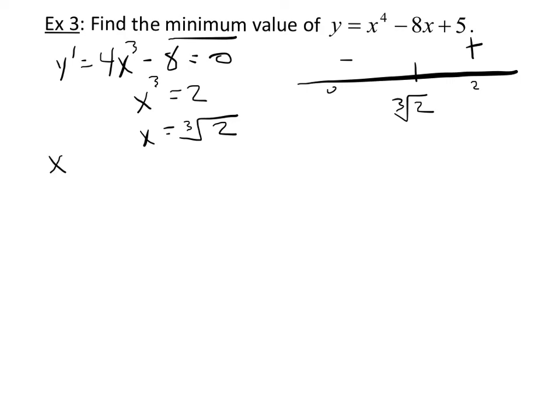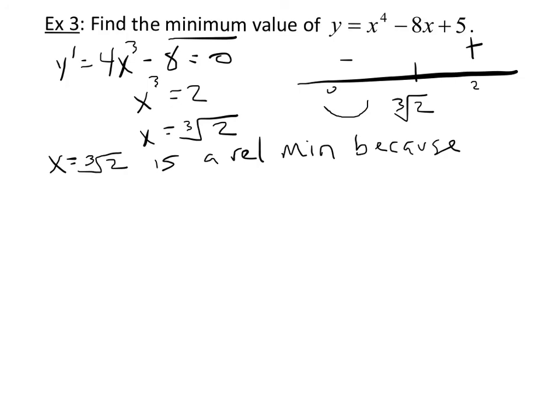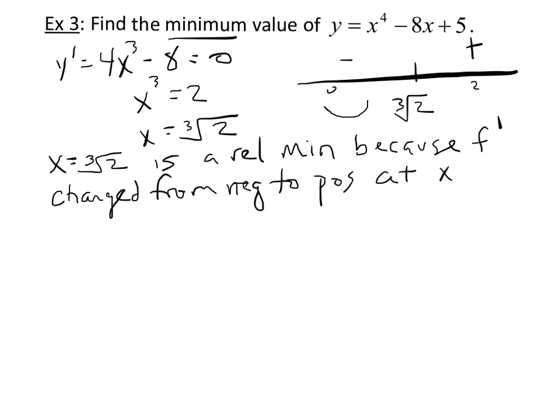So I can say that x equals the cube root of 2 is a relative minimum, because I went from decreasing to increasing. It's a relative minimum because f prime changed from negative to positive at x equals cube root of 2.